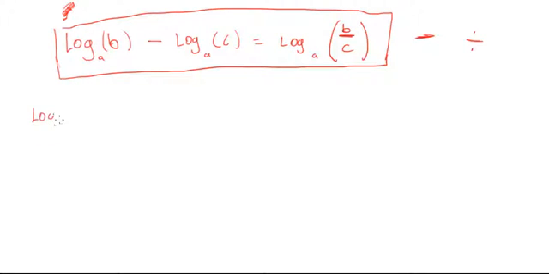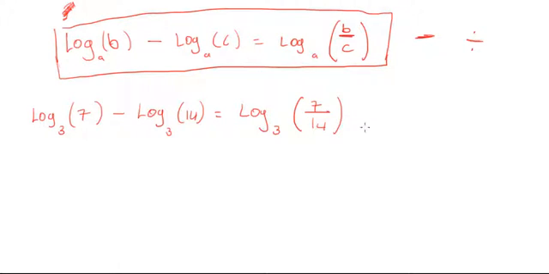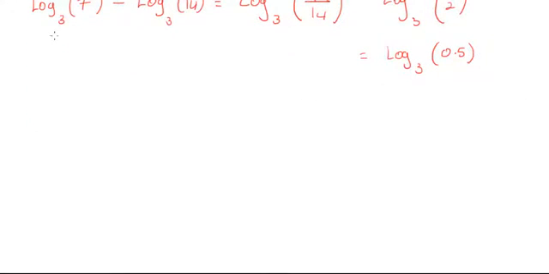Let's say we had log to the base 3 of 7 minus log to the base 3 of 14. This would be equal to, and you can have a glance at the law up here, log to the base 3 of b, in this case 7, over c, which is 14. I can simplify this by writing log to the base 3 of 1 over 2. And if you're not a man of fractions, put it in decimals if you like: log to the base 3 of 0.5. So it's a little straightforward.